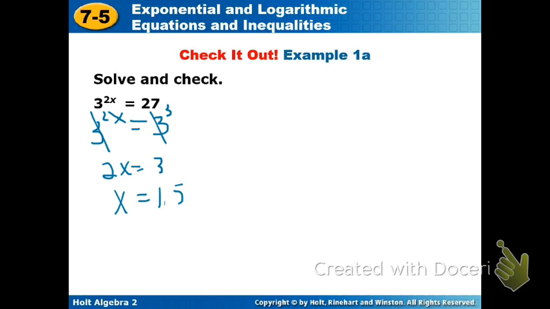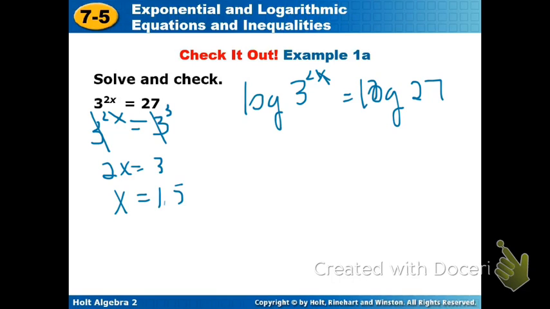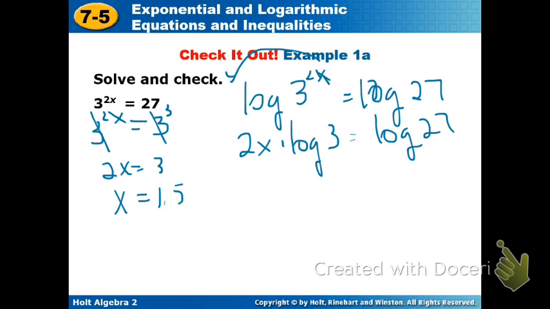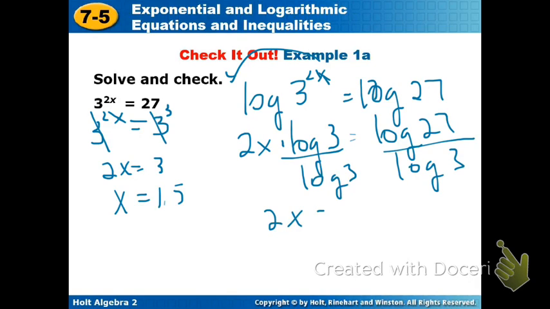Okay? A lot of you chose to do the log, which is fine. It's just you are adding a little more work for yourself, but if you get the same answer, it's okay. So you took the log of each side. So you used your power property. You brought your 2x to the outside, and he became a multiplier. And then I saw you guys divided out your log 3. And you got 2x equals log 27 divided by log 3. I think you got a 3, right? Those of you that did it that way.